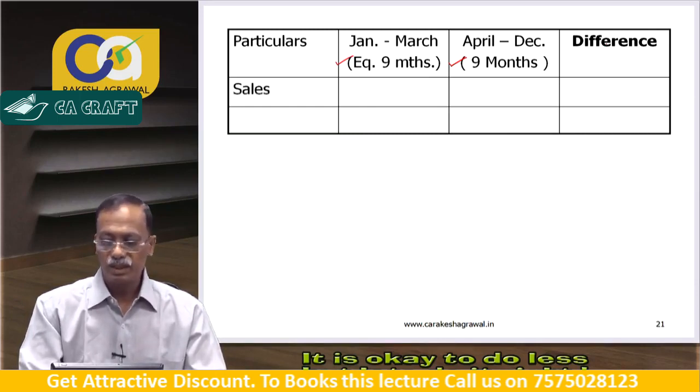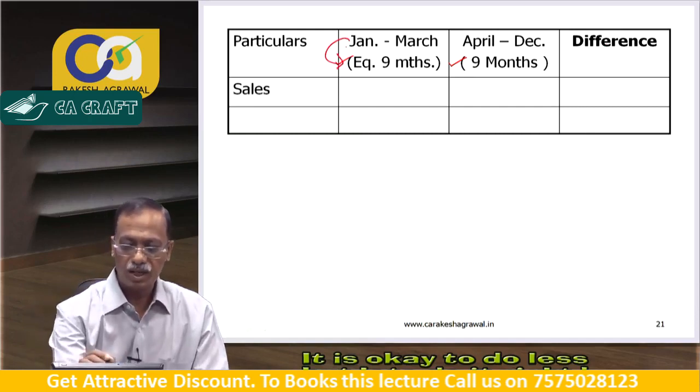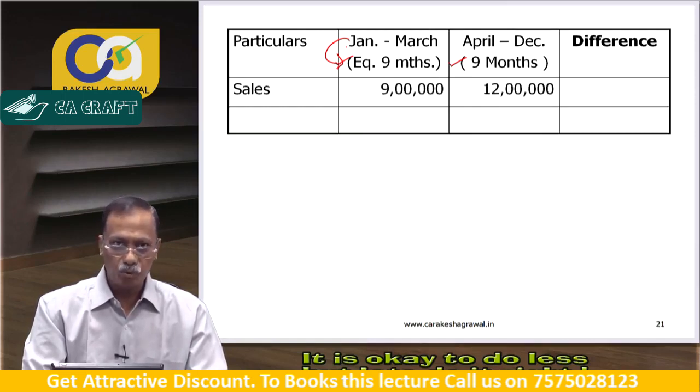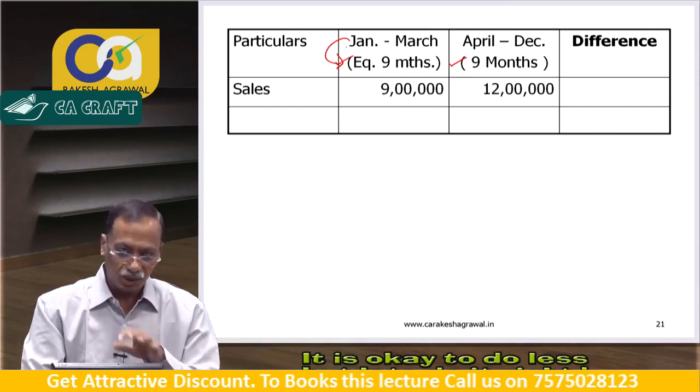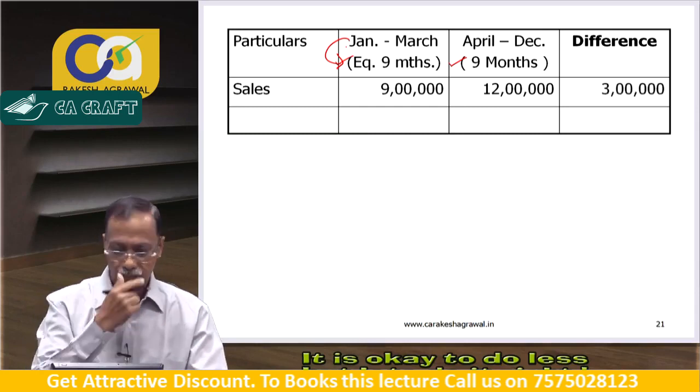The particulars I am writing sales. This sales is converted sales for 9 months, which I have already told you. 3 lakh for 3 months, so into 3, 9 lakh for 9 months. April to December is already given to you. You don't have to convert the data which is already for 9 months. So this is 12 lakh. Difference between 9 and 12 lakh is 3 lakh.